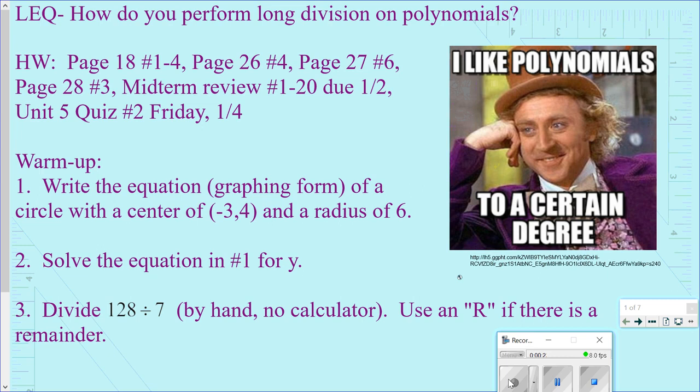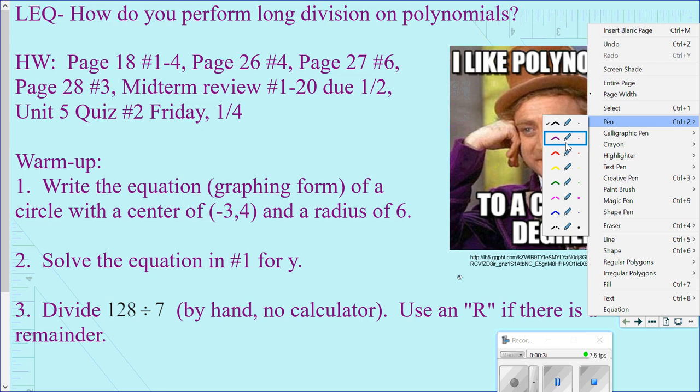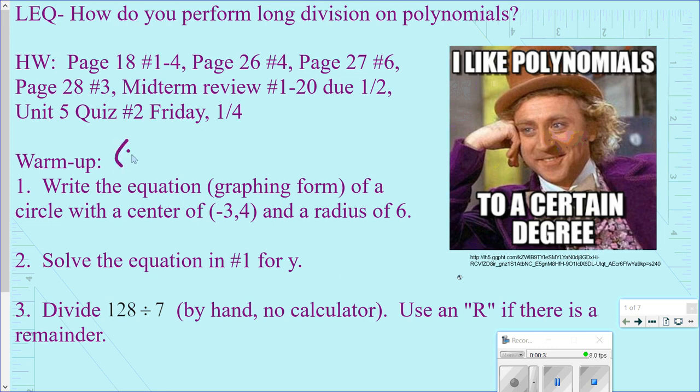of 6. So that equation is x minus -3, so plus 3, the quantity squared, plus y minus 4, the quantity squared, equals r squared, which is 6 squared, which is 36. So that's your equation. Next, solve the equation in number 1 for y.